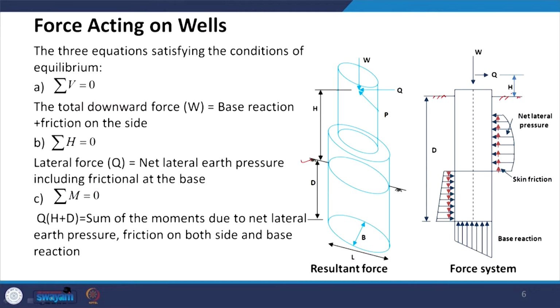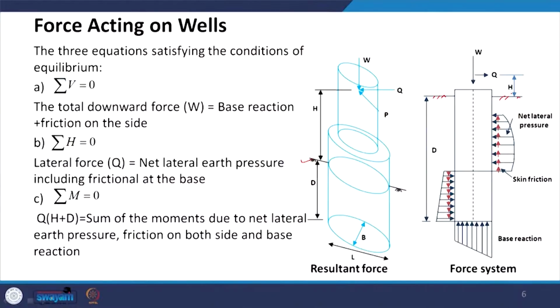So, what you have are 3 equations satisfying the conditions of equilibrium: summation V equal to 0, with the total downward force W, base reaction plus friction on the side, and summation H equal to 0. So, altogether the total vertical forces should be 0 and the total horizontal forces should be 0. So, these are 2 equilibrium equations.